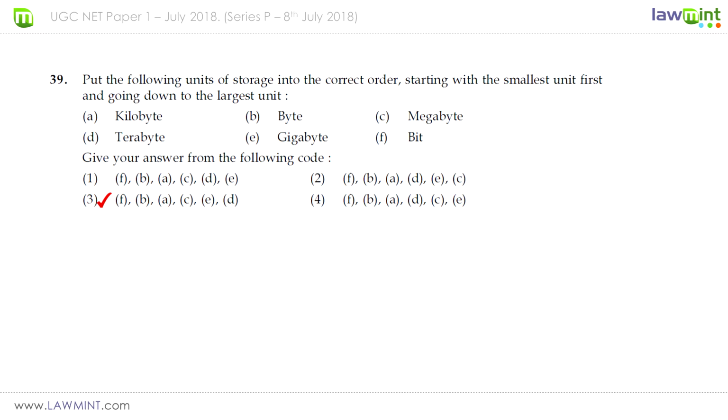Question number 39 is a relatively simple question again related to the field of computers. We have been given a set of 6 units of storage and asked to put them in the correct order, starting with the smallest unit first and going to the largest unit. So here bit is the smallest unit, then byte, then kilobyte, megabyte, gigabyte and terabyte.